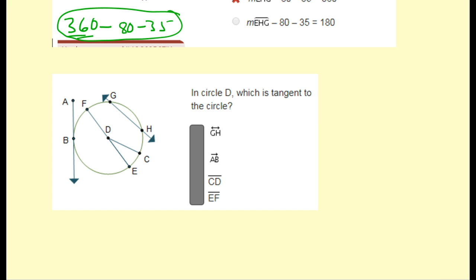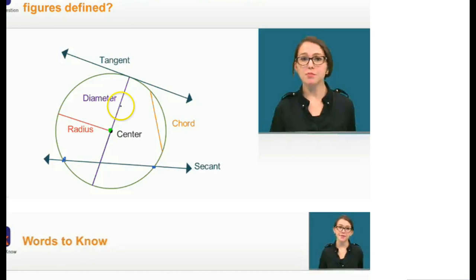Okay, this will be the last question for this video. In circle D, which is tangent to the circle? Okay, let's see if we can look back at our vocabulary again. Tangent, this is what a tangent looks like. A tangent is a line. It doesn't have to be a line, though. It could be a ray or a segment that intersects the circle at one point. It just barely touches, it just skims the edge of the circle. It intersects at one point. That's what a tangent is.